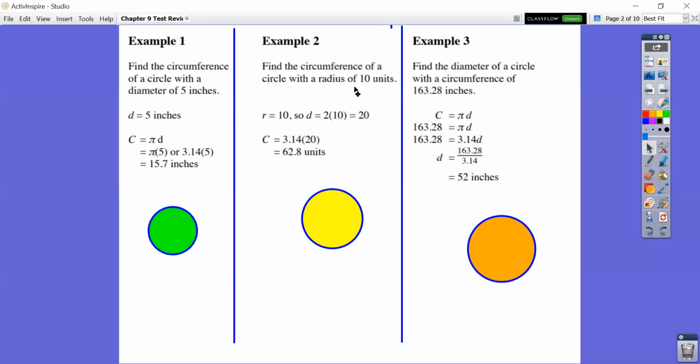First, example number 1. Find the circumference of a circle with a diameter of 5 inches. So circumference, diameter. These vocabularies, you need to know what they mean. Circumference means the distance around a circle. So it's just like a perimeter, but this is the distance around a circle. So that's why we call it a circumference.